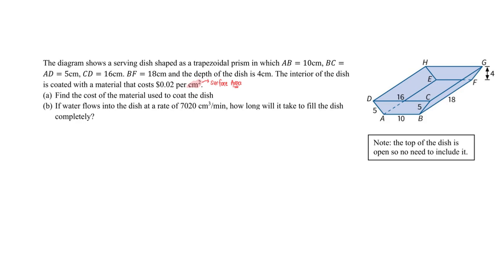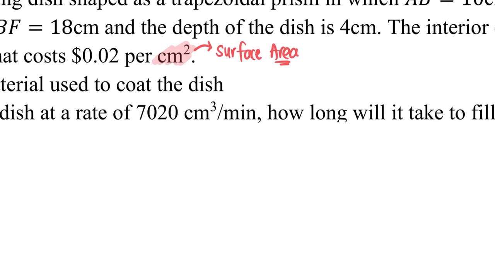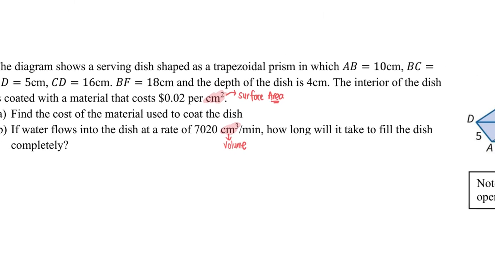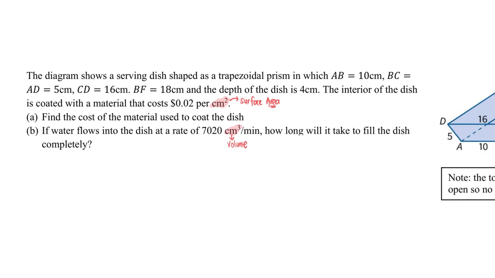Okay, so there's something for us to take note of. Later on, for part B, water is going to flow into the dish at a rate of 7,200 cm cube per minute. Again, this one will give us some clue. The cm cube is the unit for volume. And therefore, for part B, we should be looking at volume later on.